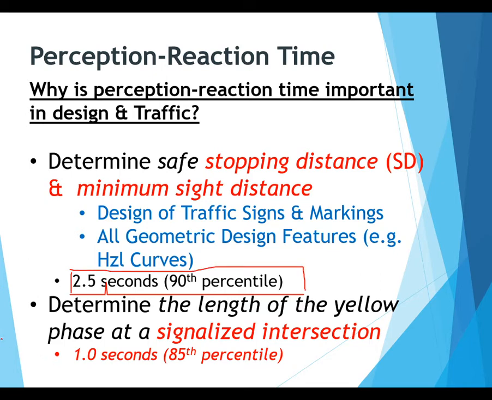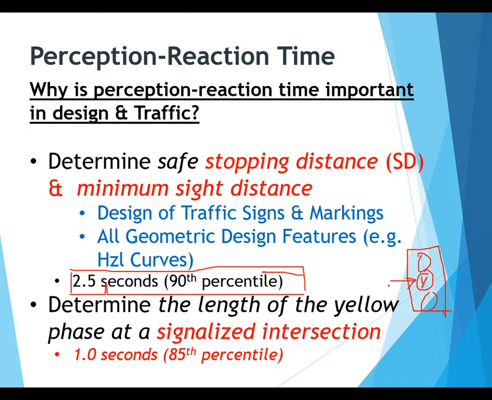When we talk a little bit more about traffic engineering, and this is an example we'll be doing in class, when we want to design a traffic signal, the first thing we want to know is this guy in the middle, the yellow light. When we design the yellow light, we want to know how much time we need for it. It depends on your speed, the location, and different other things. We're going to design one of these on Wednesday. So we want to determine the length of the yellow phase at a signalized intersection.